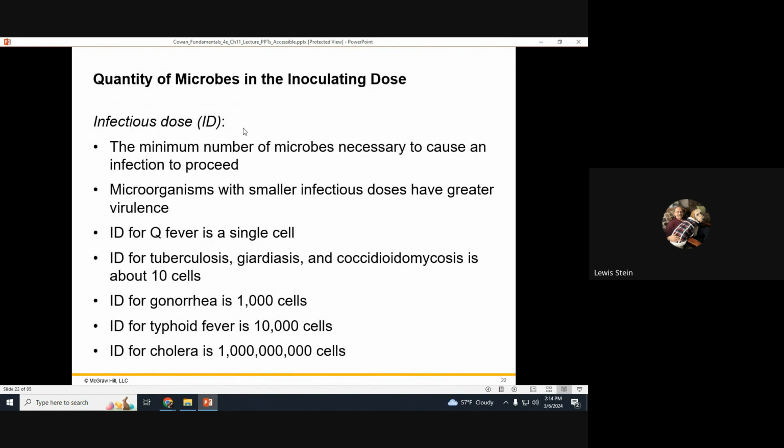Okay. This is a big player. I mentioned this in passing at the end last time. Infectious dose. Low infectious doses, big problems. The smaller the dose, the nastier it typically is. I don't know a lot about Q fever, but I know a whole lot about these three. Only 10 cells. And I told you, tuberculosis is in the air.